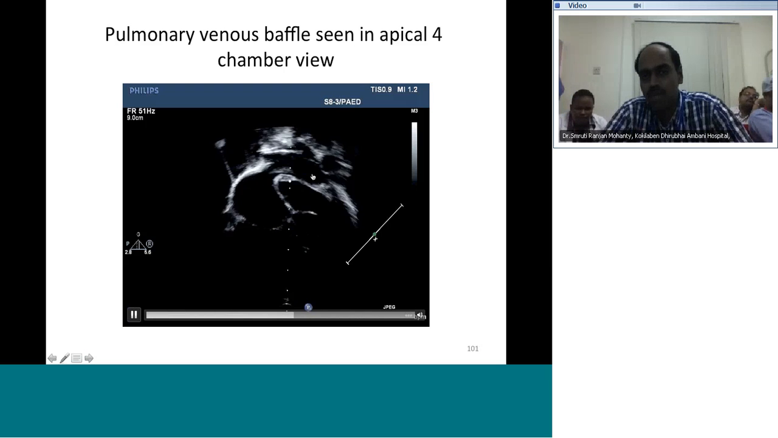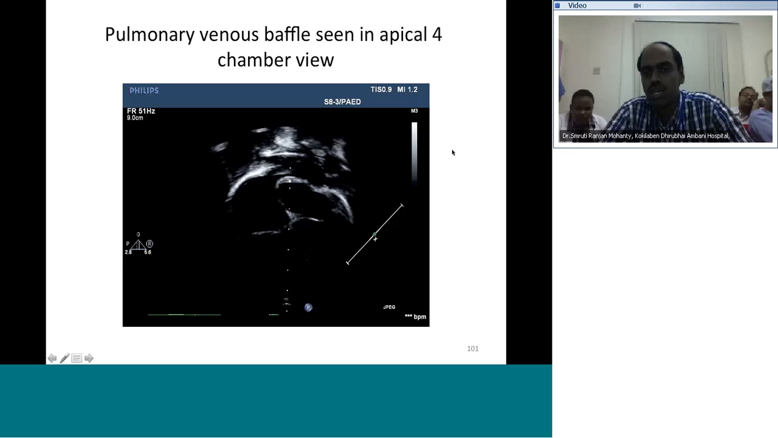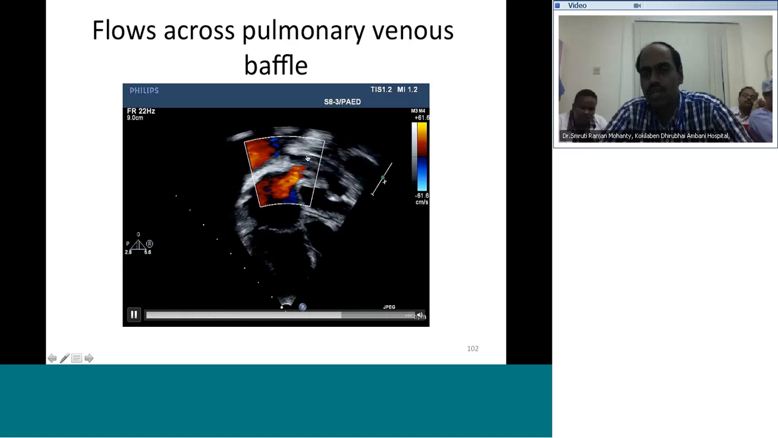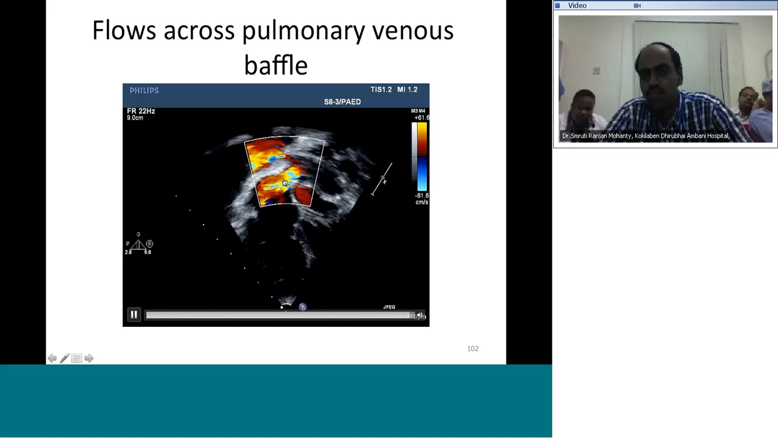This is the pulmonary venous blood that is coming back to the right atrium. This is the pulmonary venous baffle. All the pulmonary venous blood enters into the right atrium and right ventricle through this baffle.